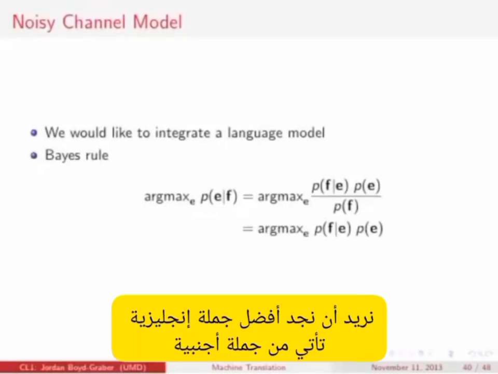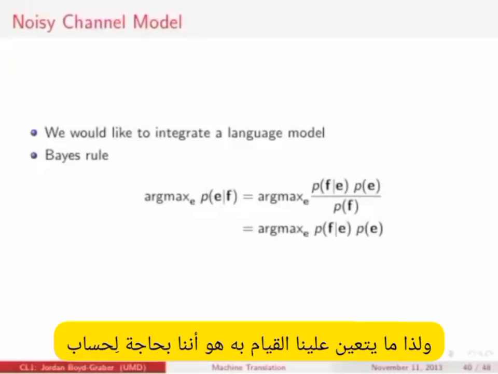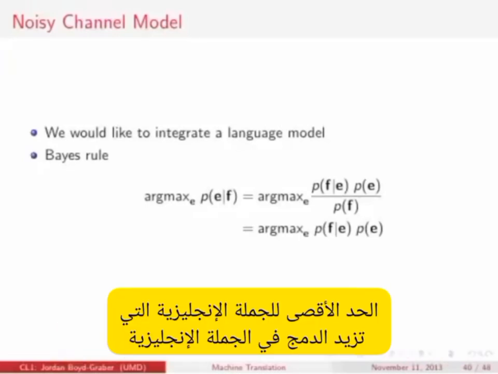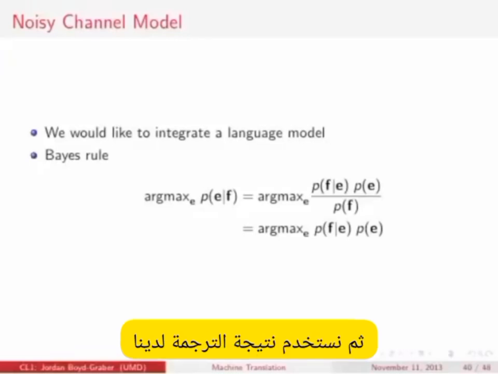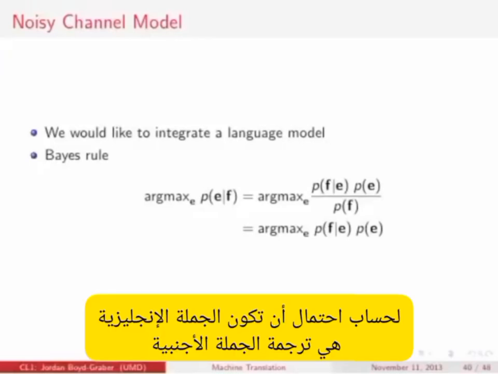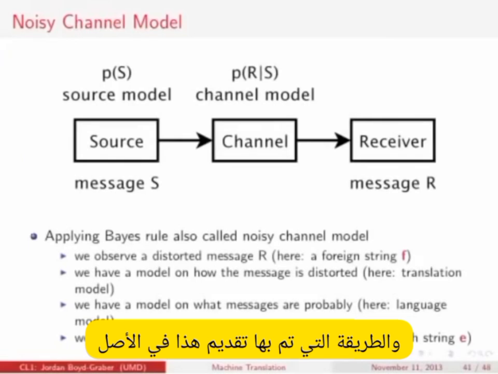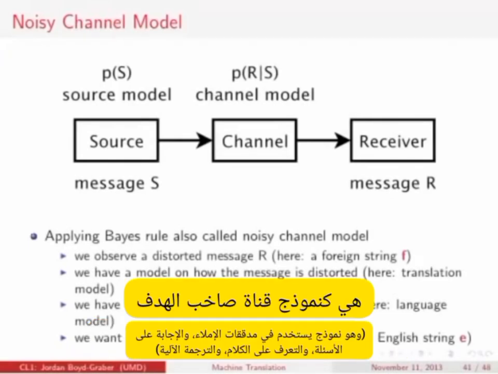We want to find the best English sentence that comes from a foreign sentence. And so what we need to do is compute the English sentence that maximizes the combination of the probability of an English sentence, which we assume comes from a language model, and then we use our translation score to compute the probability of the English sentence being the translation of the foreign sentence. And the way that this was originally presented is as a noisy channel model.